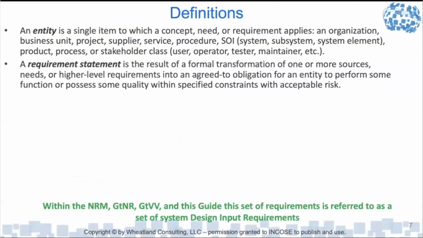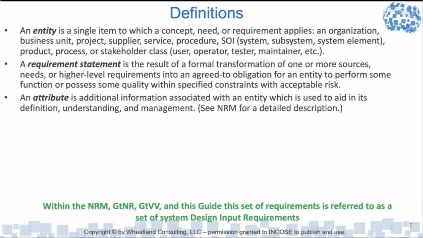Requirement statement is the result of the formal transformation of one or more sources, needs, or higher level requirements into an agreed to obligation for an entity to perform some function and possess some quality within specified constraints with acceptable risk. An attribute is additional information associated with the entity which is used to aid in its definition, understanding, and management. And the Needs and Requirements Manual has a whole section on attributes. Rationale is one, traces is another, the source, the owner, verification methods. There's like 40 some attributes that we talk about.